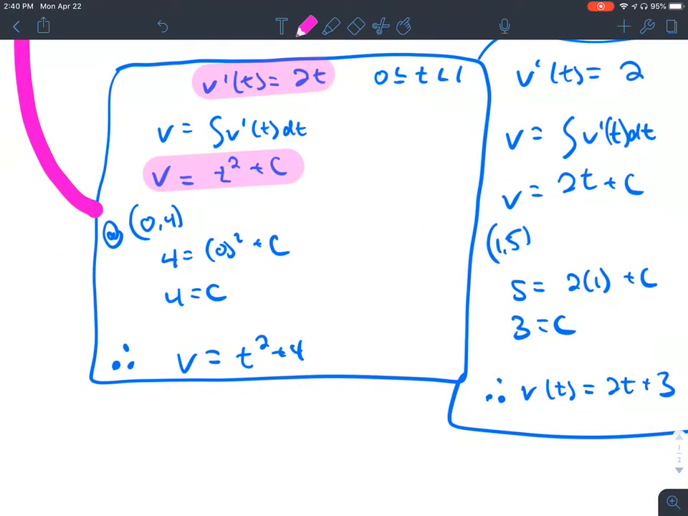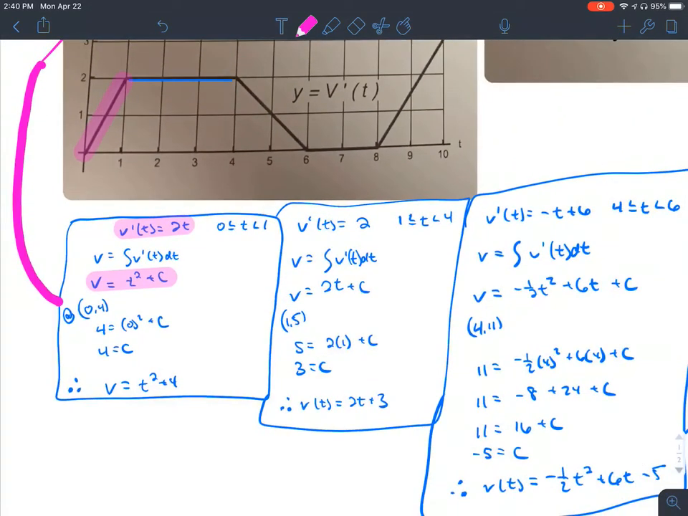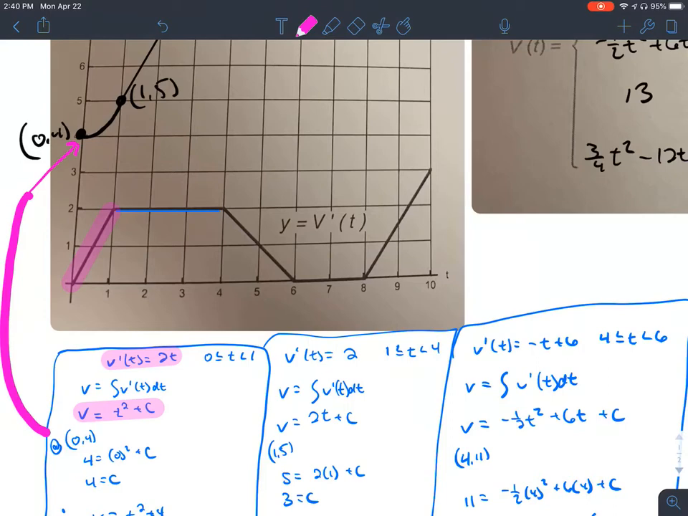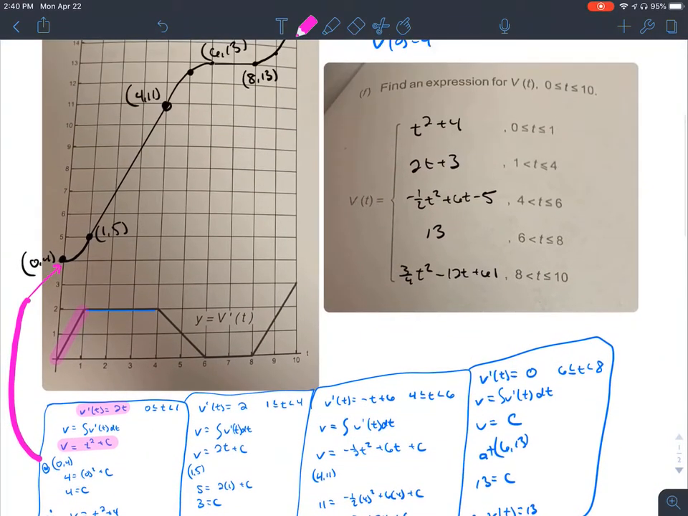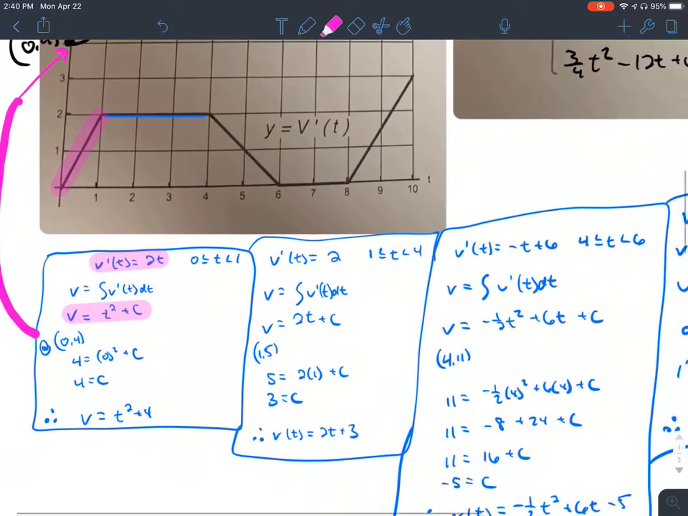So you put 0 in for t, you put 4 in for v, and solve for c, and we figure out that this is a parabola, t squared plus 4. So the entire graph is shifted up 4. Vertex would be at 0, 4. That's how we get this graph right here. So that concludes this part of the answer. Moving on to the next part.